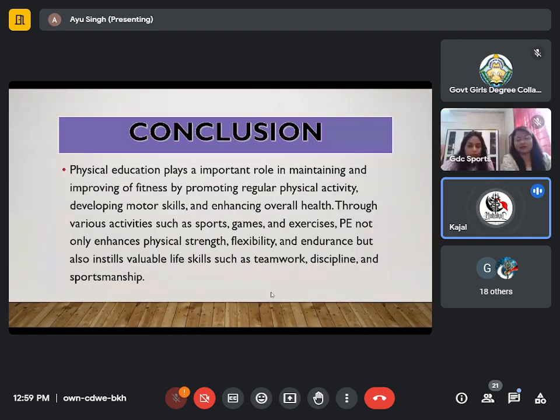Now, conclusion. Physical education plays an important role in maintaining and improving fitness by promoting regular physical activity, developing motor skills, and enhancing overall health. Through various activities such as sports, games, and exercises, physical education not only enhances physical strength, flexibility, and endurance, but also instills valuable life skills such as teamwork, discipline, and sportsmanship.